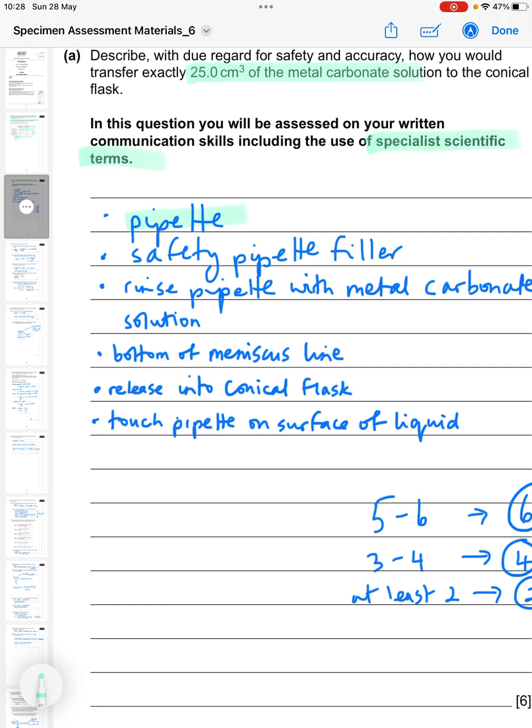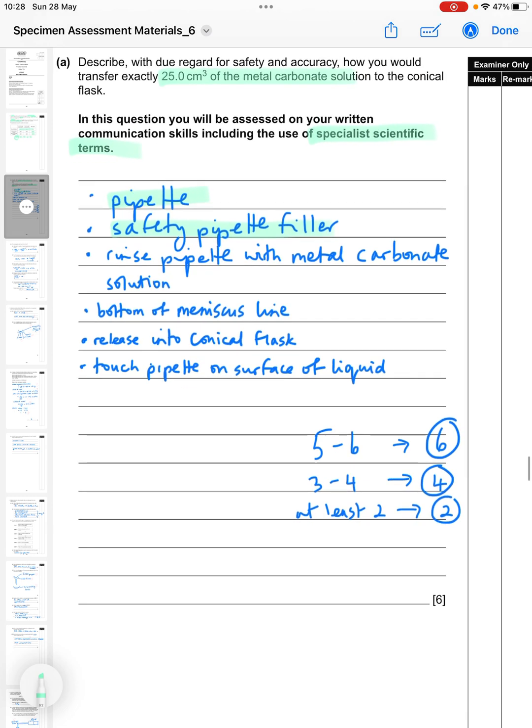So use a pipette, fill it with a safety pipette filler, rinse the pipette with the metal carbonate solution, fill it to the bottom of the meniscus line, release it into the conical flask, and then touch the pipette on the surface of the liquid. So if you're hitting 5 to 6 of those points, you're getting 6 marks. 3 to 4 is 4, and at least 2 would give you 2 marks. So nothing there for just 1.